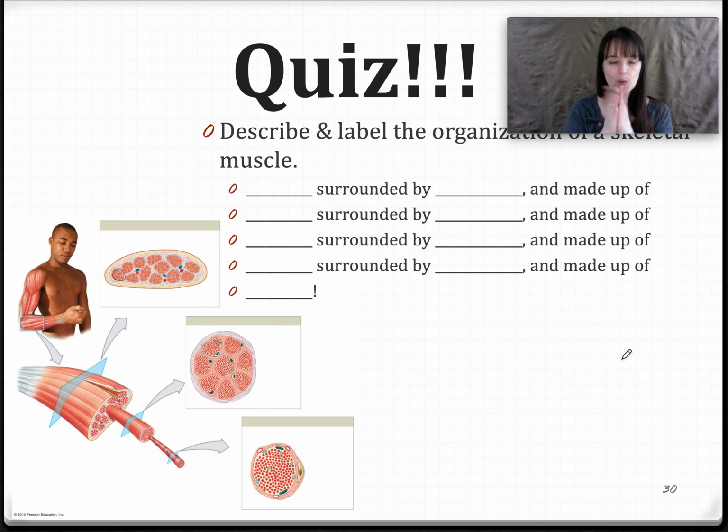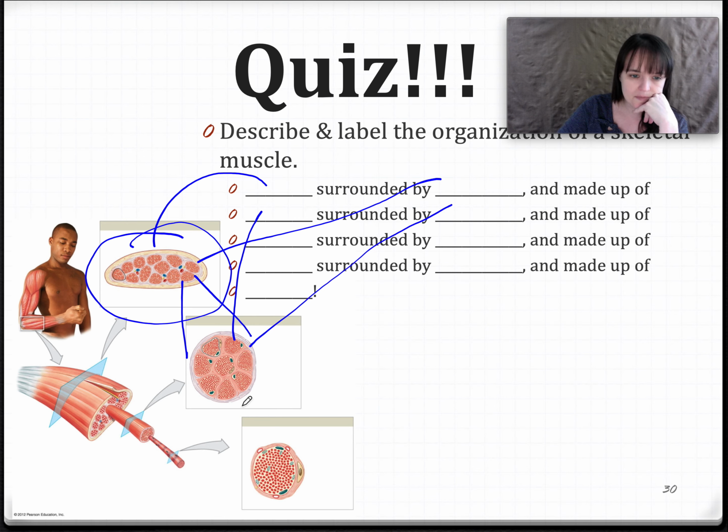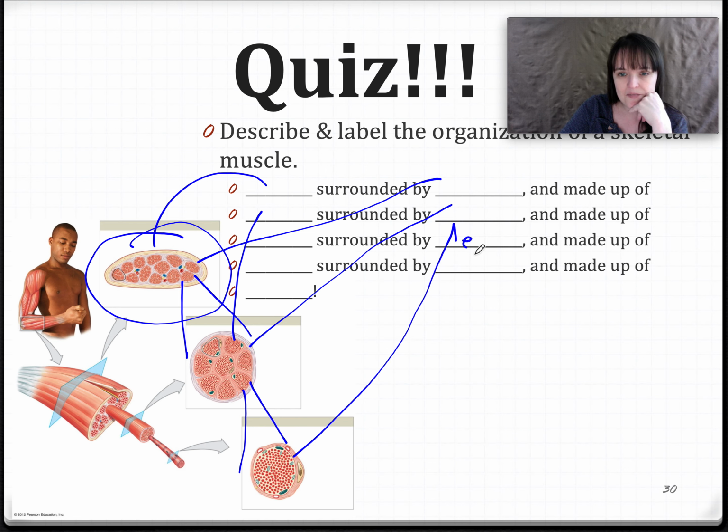Quiz! Okay, so the whole thing is called the whole muscle, and it's surrounded by epimysium. And that's broken up into muscle fascicles, which are surrounded by perimysium. And then that's broken up into muscle fibers, which are surrounded by, oh, no, here we are, endomysium. I should fill this out.